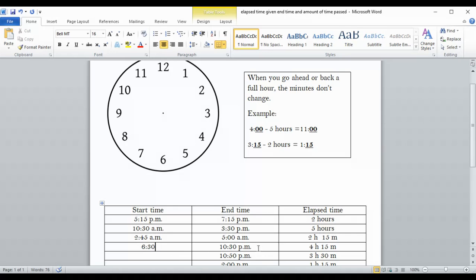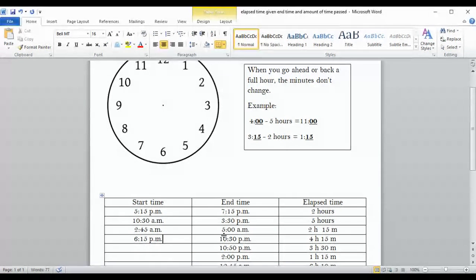So now I'm at 6:30, and now I want to go 15 minutes earlier than 6:30. So for 6:30, the minute hand would be here on the 6 for the 30 part of 6:30, and I want to go 15 minutes earlier. So 5, 10, 15. That would put me at 6:15, and that's still going to be p.m. I was at 10:30 at night, backed up to 6:15 in the evening.